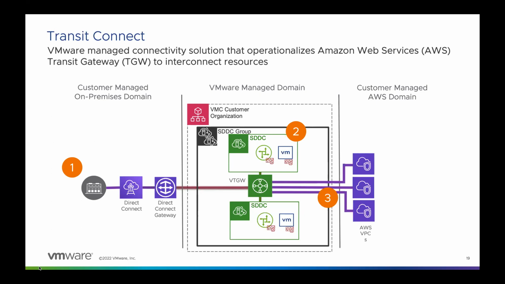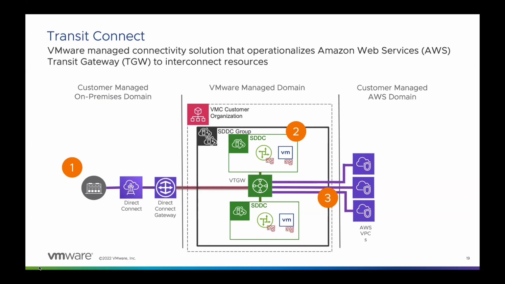So this is huge because without Transit Connect, each of those AWS VPCs would have had to be connected via VPN. So instead of having 3 VPN sessions, now you can have that virtual transit gateway and have that central router for each of these VPCs.